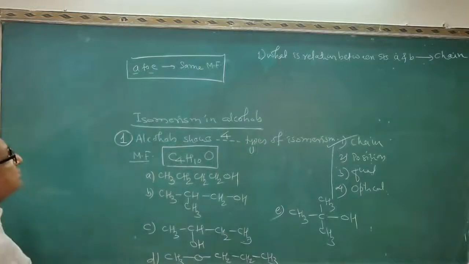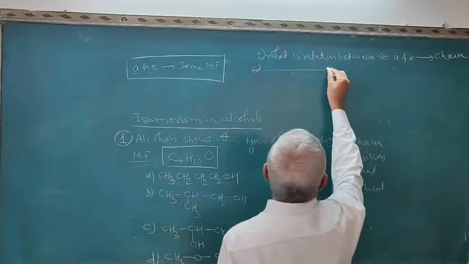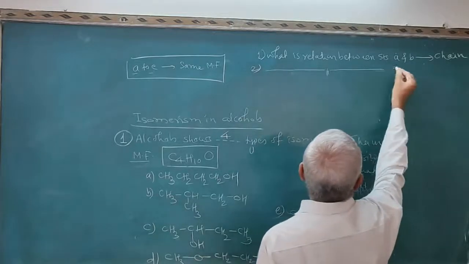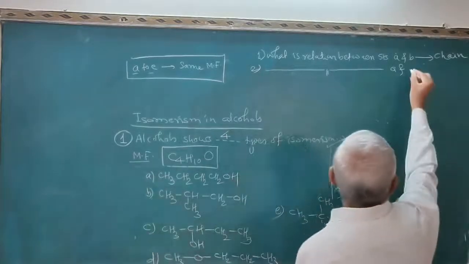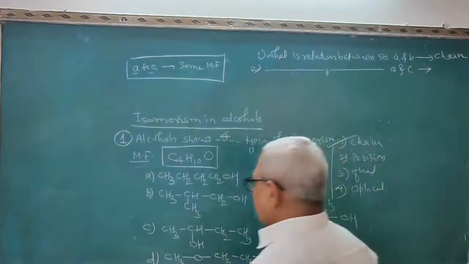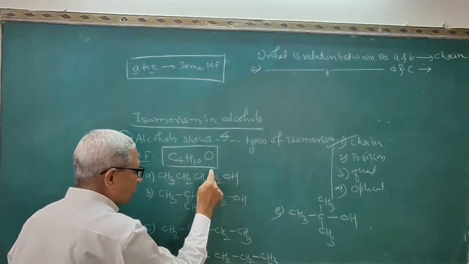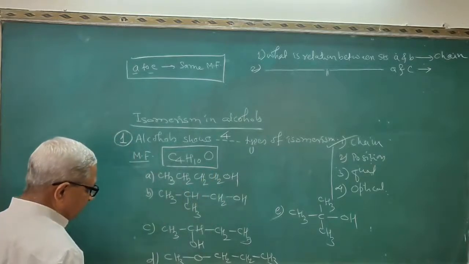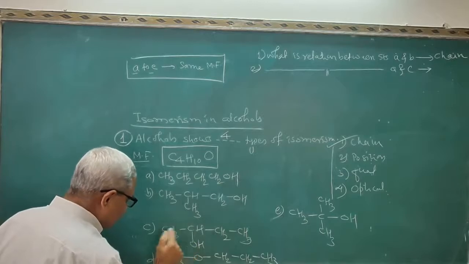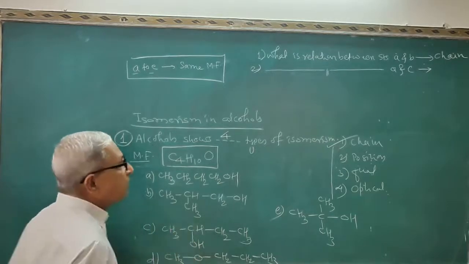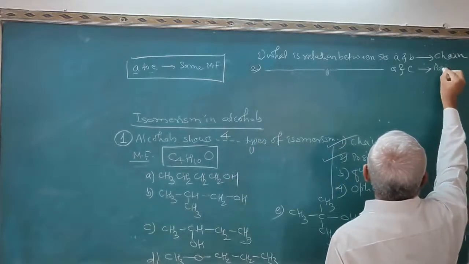Now, see the second question. What is the relation between structures A and C? See the structure A, all the 4 carbon atoms are in a straight chain, and the OH group is attached to the carbon number 1. In structure C, all the 4 carbon atoms are in a straight chain, but the OH group is attached to the carbon number 2. Therefore, this is an example of position isomerism.